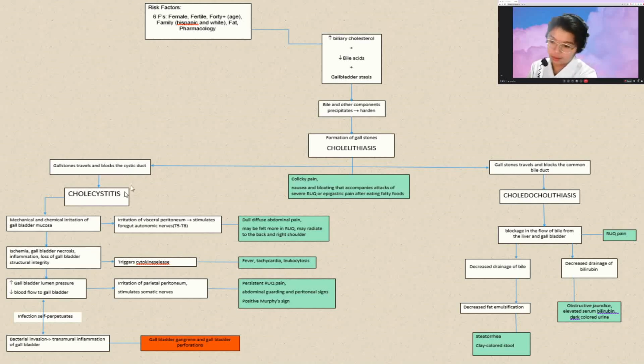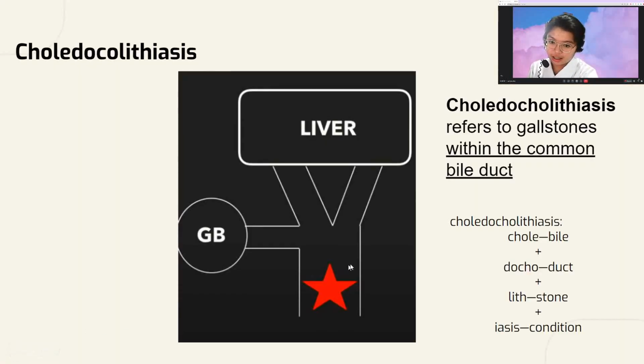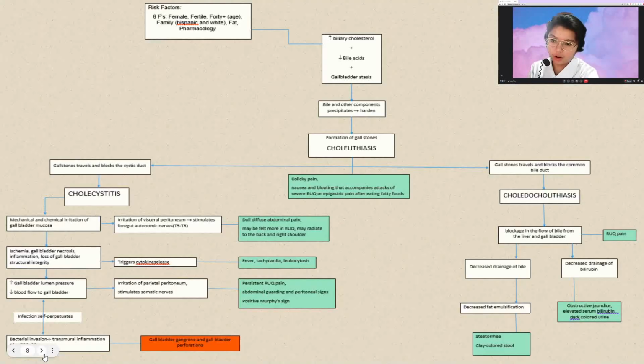As I've shown in the past slide, this is the cystic duct, and this is the common bile duct. Now, what happens if it blocks the cystic duct? This is the disease called cholecystitis. Now, I've told you before that cholecystitis needs to have inflammation in order to be diagnosed as this disease. So let's dive into that mechanism of inflammation now.